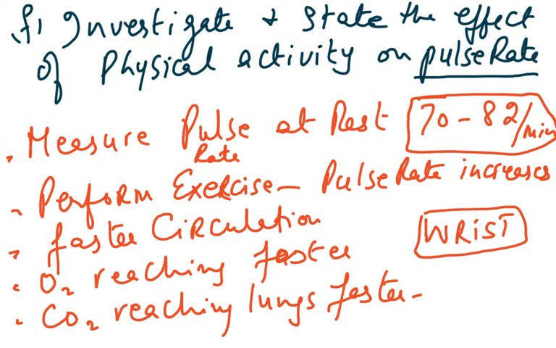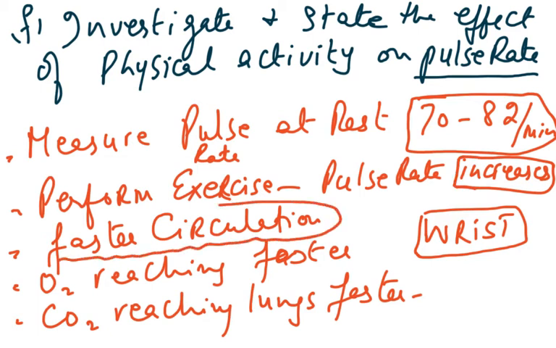Now, usually what will happen is that the pulse rate will increase. Naturally, it will increase. So what is happening when the pulse rate increases? The basic understanding is that your circulation becomes faster. So if the heart is working, say 70 per minute, and now it's working 90 per minute, the circulation is faster. So the oxygen which combines with hemoglobin in the lungs is going to reach the leg muscles faster. Maybe it used to take 4 seconds, now it's going to take 2 seconds.